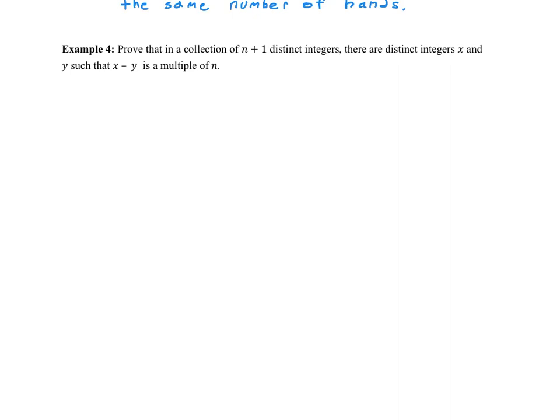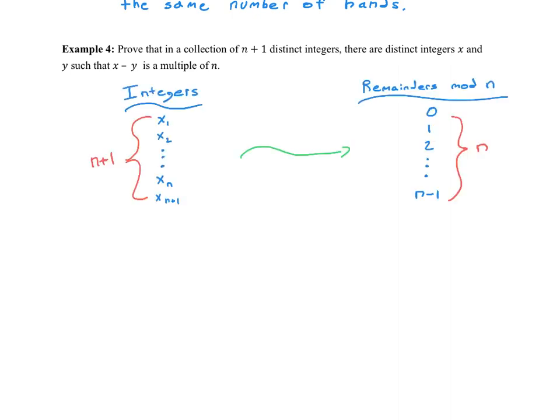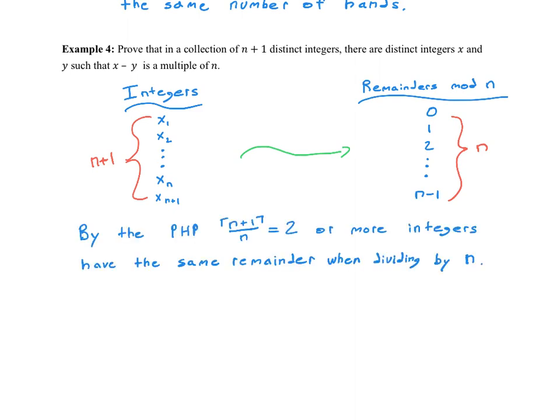Let's draw a picture. Okay, so we have n+1 integers that were given in the problem, and they're flying into all the different possible remainders in mod n. So let's apply the pigeonhole principle and see what we get. So by the pigeonhole principle, 2 or more integers have the same remainder when we divide by n. We don't really care about the "or more," we just need to think about this pair.